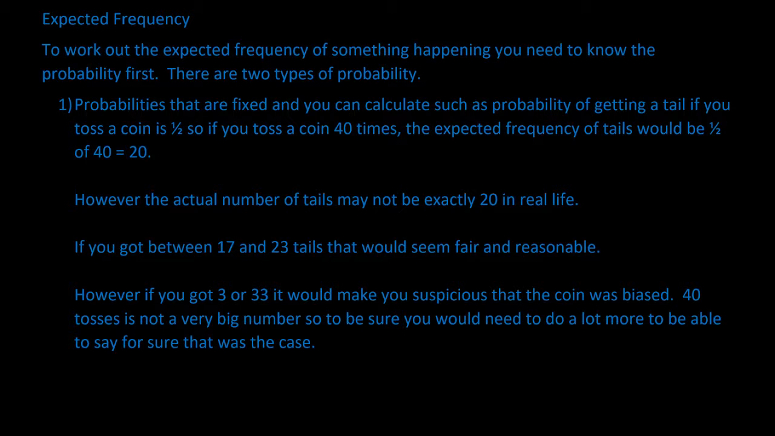So if you toss a coin 40 times, the expected frequency of tails would be a half of 40, which is 20. However, if you physically actually do that, the actual number of tails may not be exactly 20. If you got between, say, 17 and 23 tails, that would seem fair and reasonable.